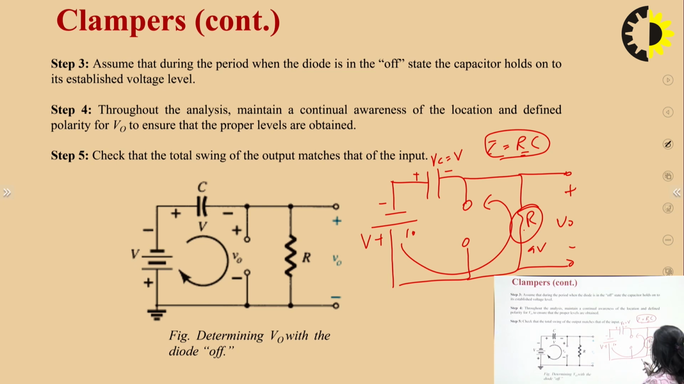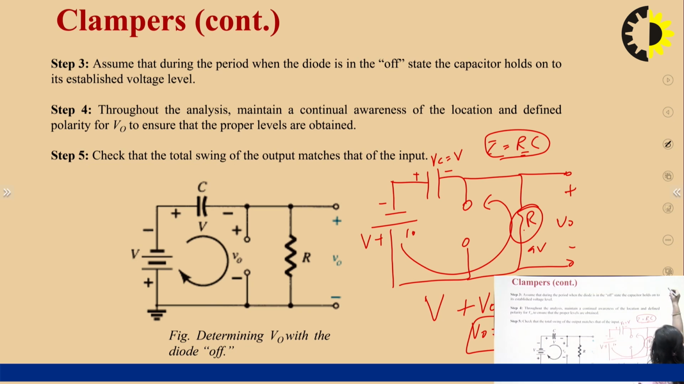So here we can find the value of V naught. We can apply KVL here. So this is minus plus V, after that minus plus V naught and plus VC. So V naught would be equal to minus 2V here, because we have obtained the value of VC, that is equal to V. So here we can see the waveform will be like in this way.